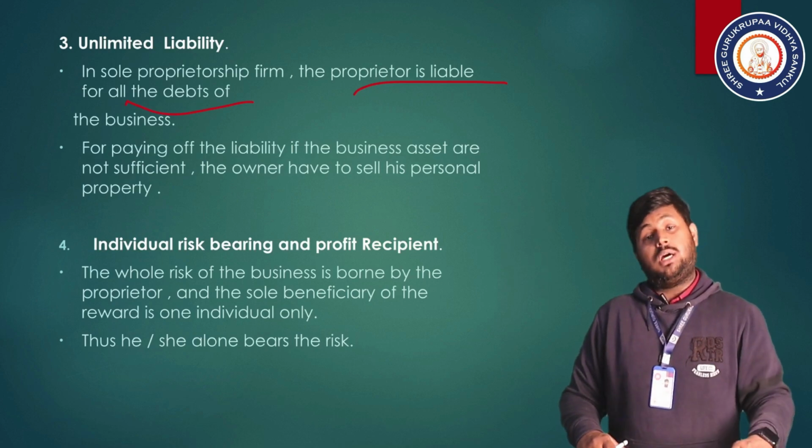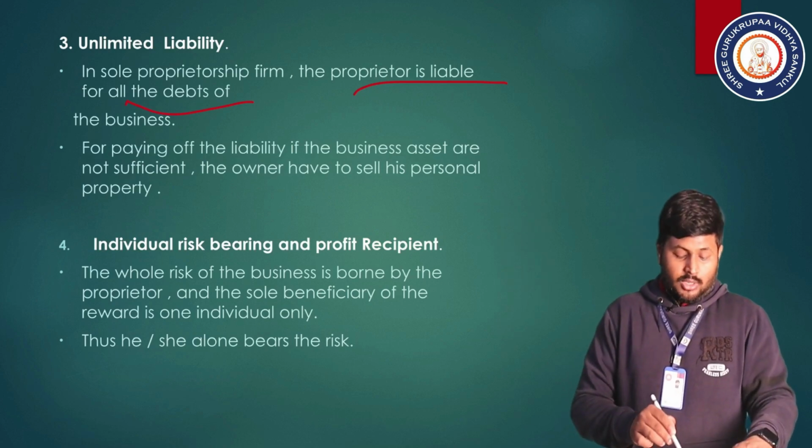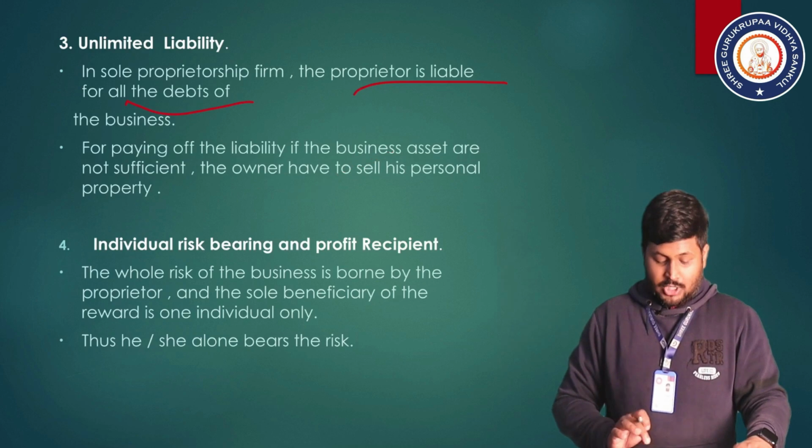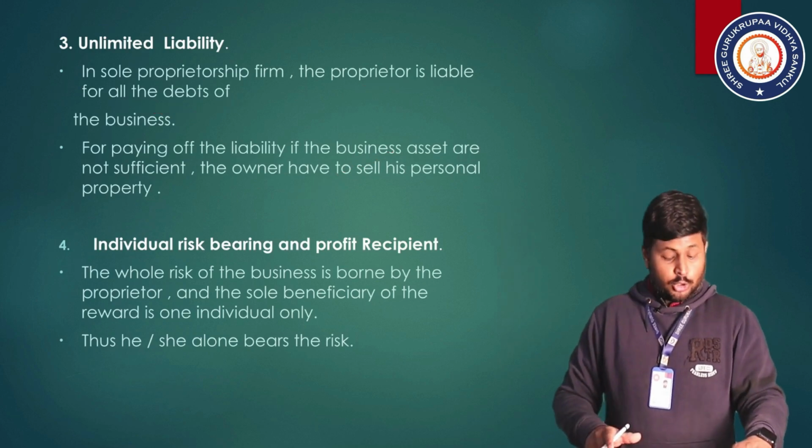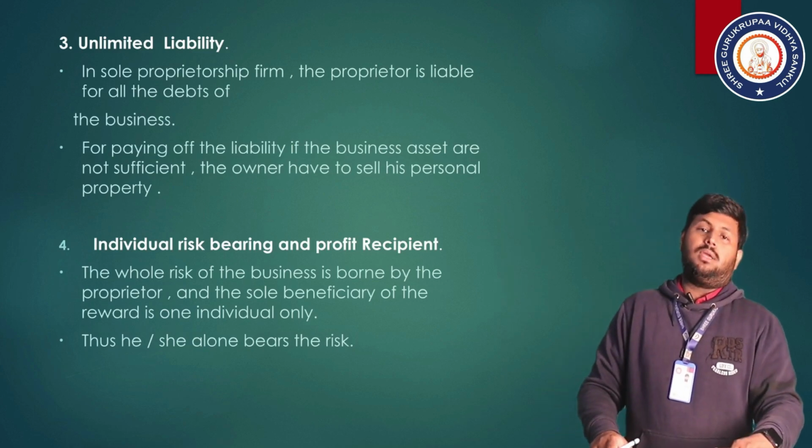So the third point is unlimited liability. If you have to pay the debt and you don't have a sufficient amount, your property can be claimed by the creditors. Now the fourth point is individual risk bearing.